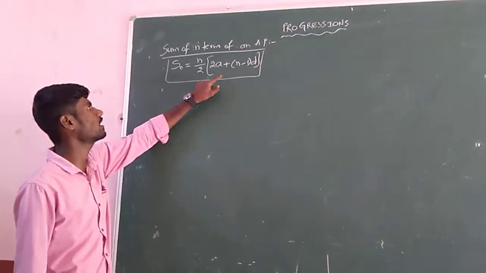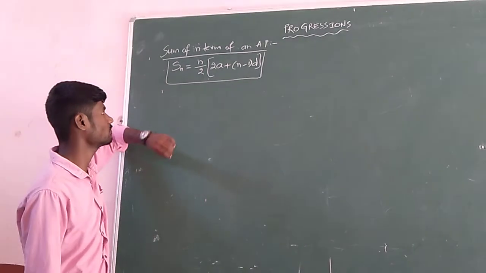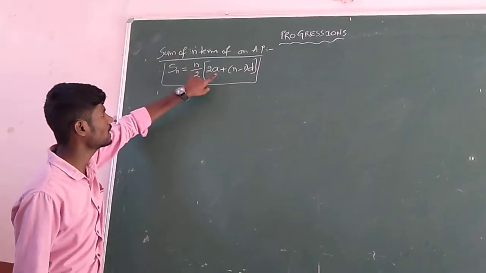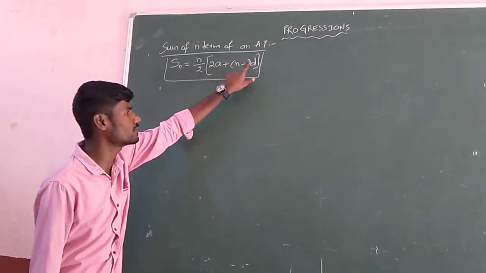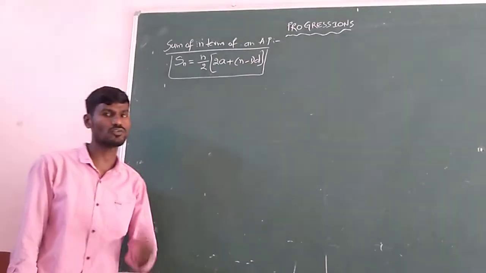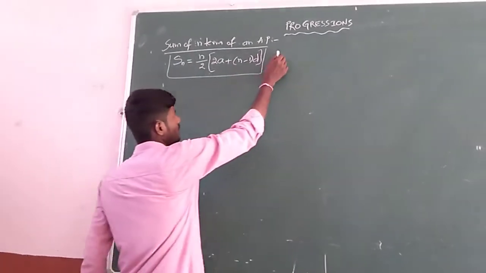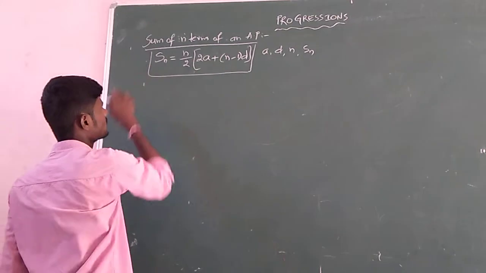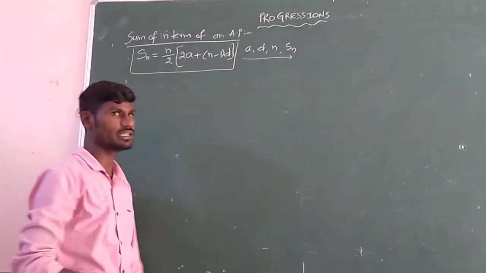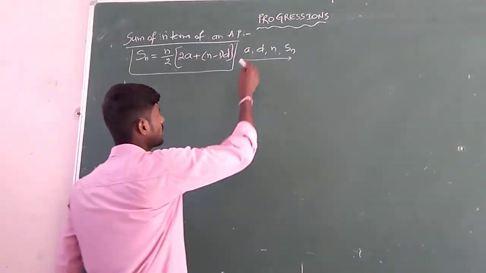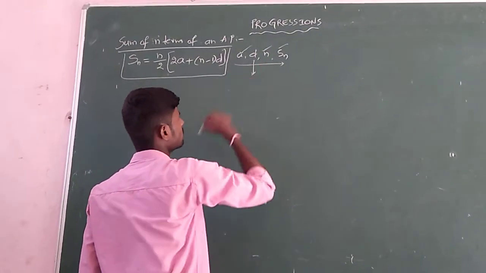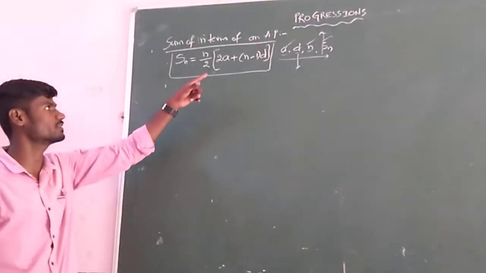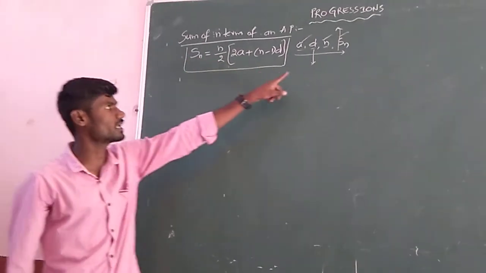Once we observe this formula, how many variables do we have? n is one variable, Sn is another, a is the third, and d is the fourth. Totally we are getting 4 variables: A, D, N and Sn. Out of these 4, they will give any 3, and we have to find the missing one. They may give A, N and Sn, and we need to find D. Or they may give A, D and N, and we have to find Sn. Based upon the formula for Sn, they will ask the problems in this form.